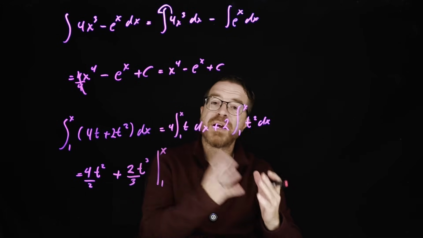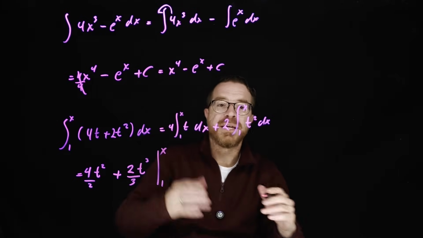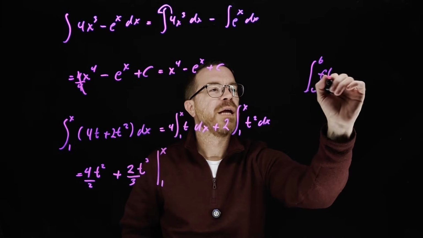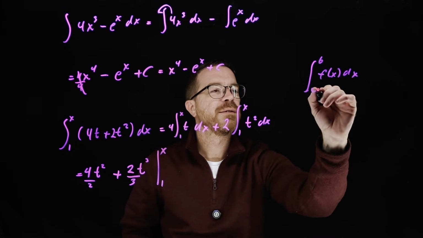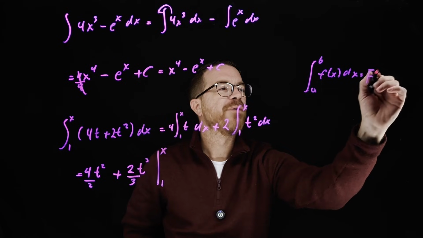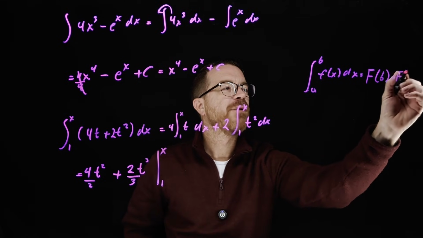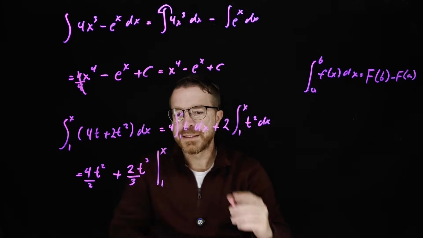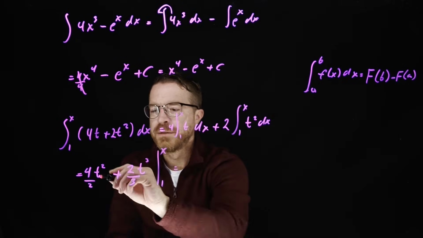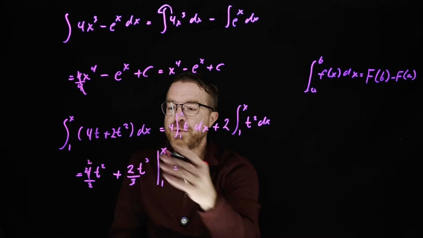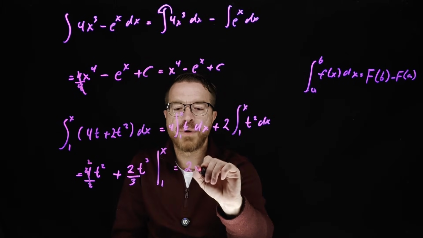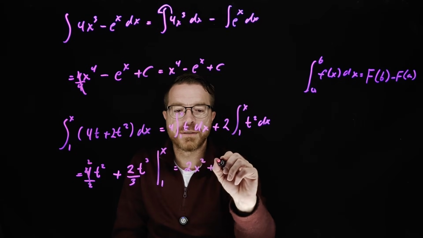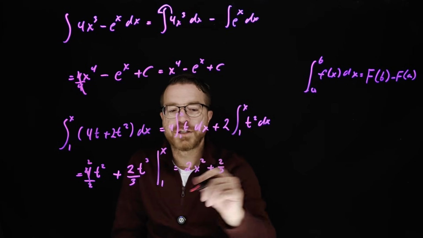So remember, whenever we're evaluating a definite integral, if we have some integral from a to b of f of x dx, this is going to be equal to F of b minus F of a. So I'm going to evaluate both of these in terms of x. This is going to be equal to, so this is going to cancel, give me a 2. So this is going to be 2t squared. So this is going to become 2x squared. Then I'm going to evaluate this one. So I'm going to have 2/3, so plus 2/3 x cubed.